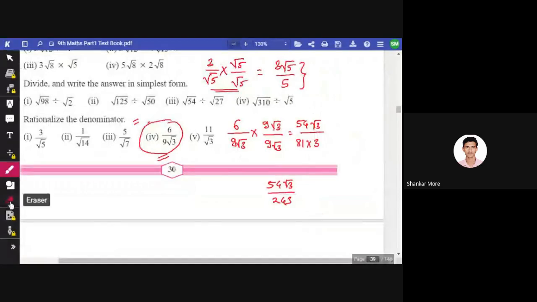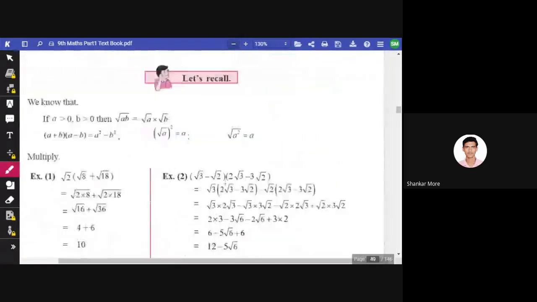So shall we solve one more example or is it enough? Shall we take the next topic? I guess we should take the next topic. Yeah, let's go further.